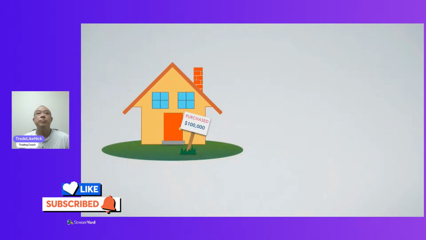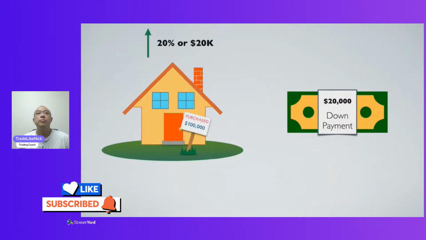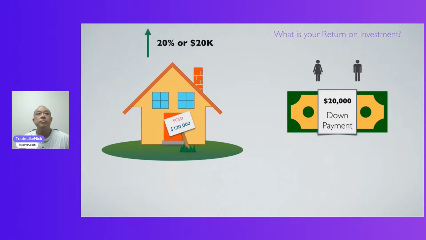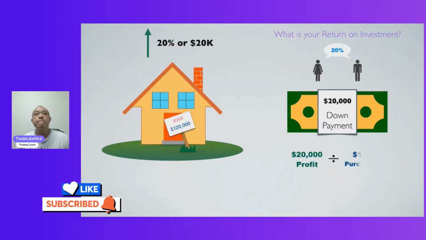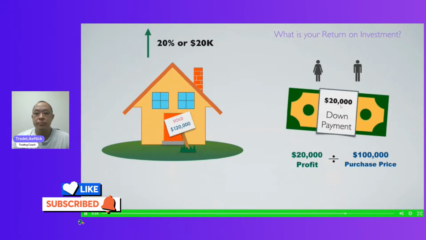Let me show you why. Suppose you put a $20,000 down payment on a $100,000 house. Say the house goes up 20%, or $20,000, the following year and you sold it. What percent return did you make on the sale? Most people make the mistake of saying 20%, since they divide their profit of $20,000 by $100,000, the original price of the house. But this is incorrect.